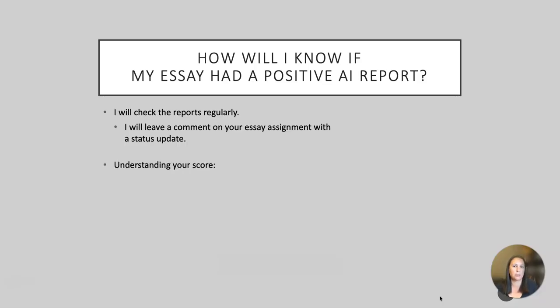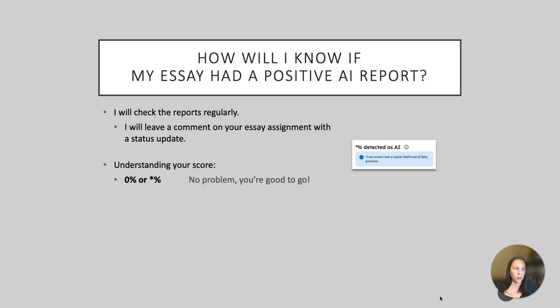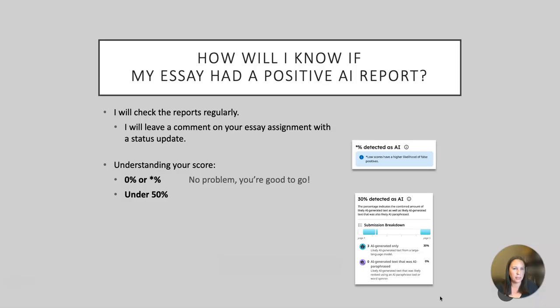Okay, so let me first start with the options, like what my comment will look like. If you had 0% or a little asterisk, the asterisk means that it's under 20%, right? At that low level, Turnitin does not like to even give a score because it's not confident at all about it. So there's a lot more chance of a false positive. All right, so if it's like that, no problem, you're good to go. I'm going to say nothing more you have to do here. I will grade your essay.